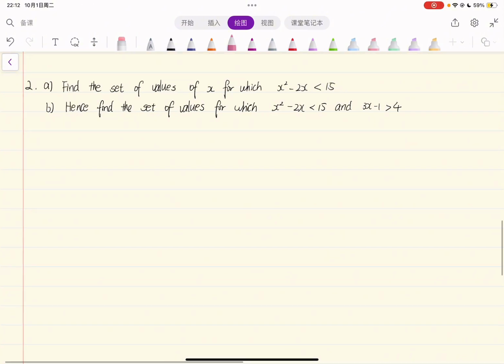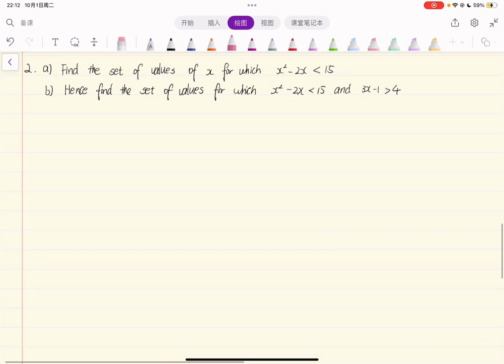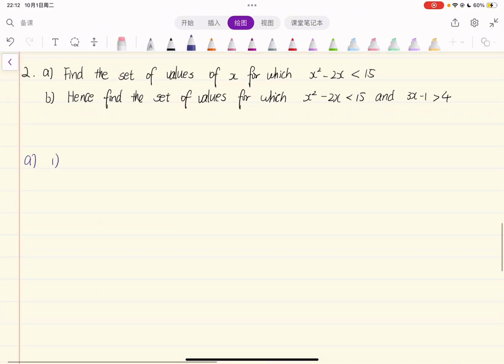So this question, for part A, asks you to find the set of values of x for which x squared minus 2x is less than 15. The first step is to rearrange it so the right-hand side is only 0. That is x squared minus 2x minus 15 less than 0. And what we need to do is solve the quadratic equation on the left-hand side.